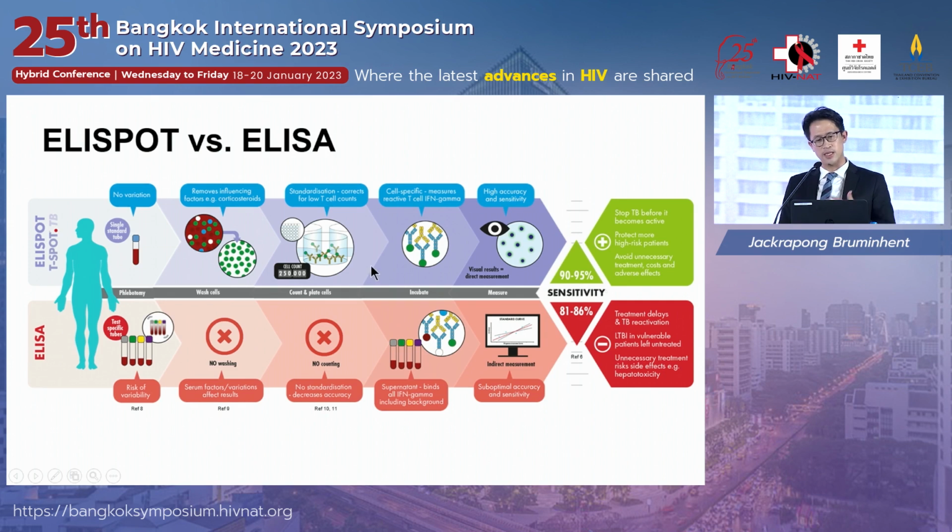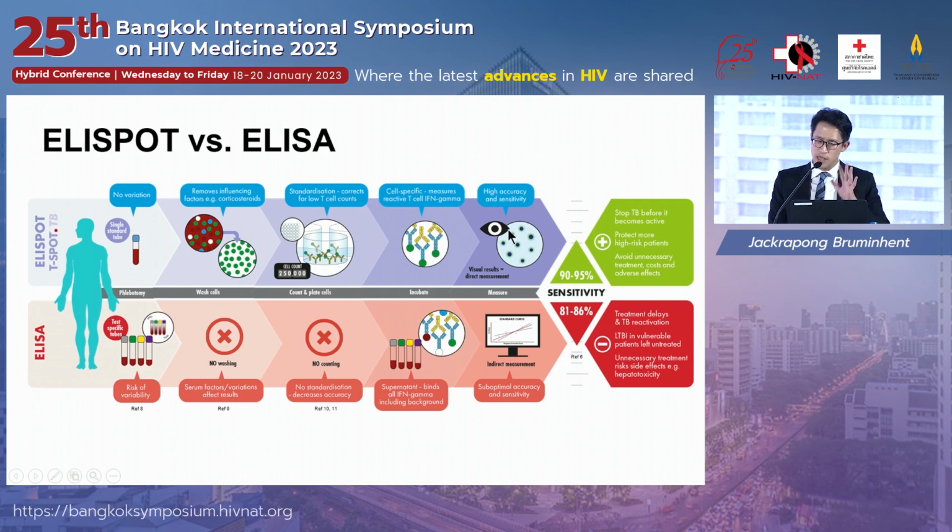And then they will stimulate all these T cells with the TB antigens, ESAT-6 and CFP-10. Then the interferon gamma will bind to the anti-interferon gamma at the bottom of the plate. Then it is tagged with another anti-interferon gamma, and it shows up as a color.